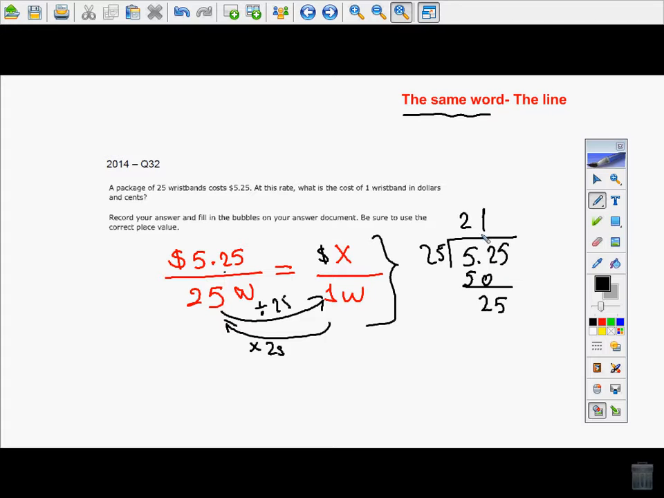So I have 2 decimal places I need to place in, and it is going to be 21 cents. This one stands for dollar. When we transform this one, since $1 is 100 cents, it is going to be 21 cents only. Next one.